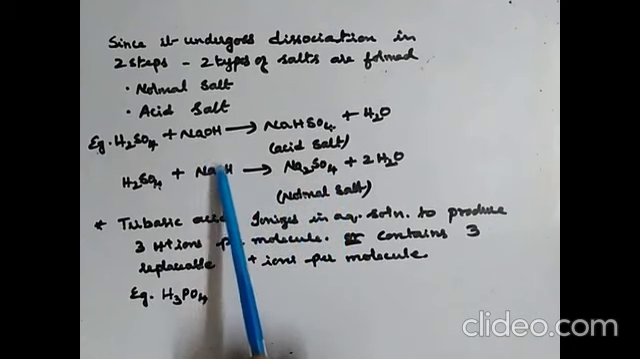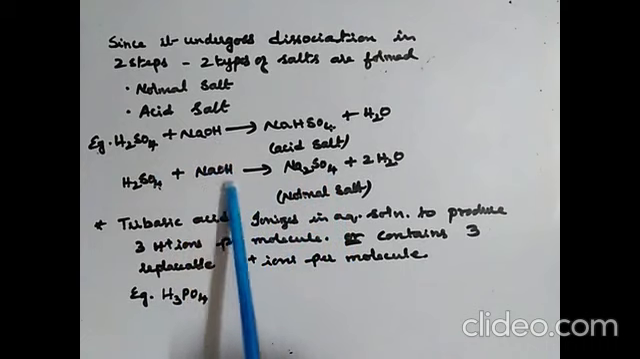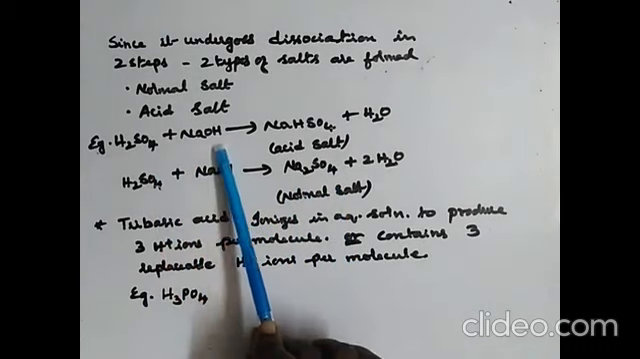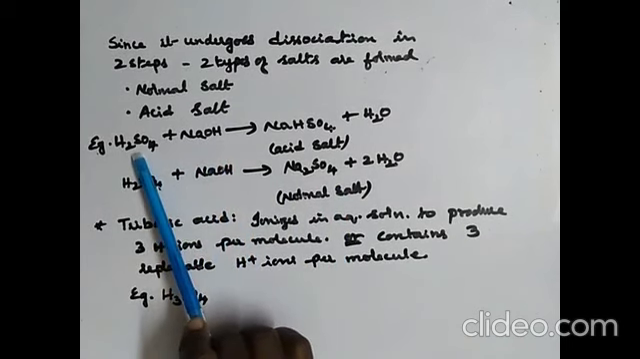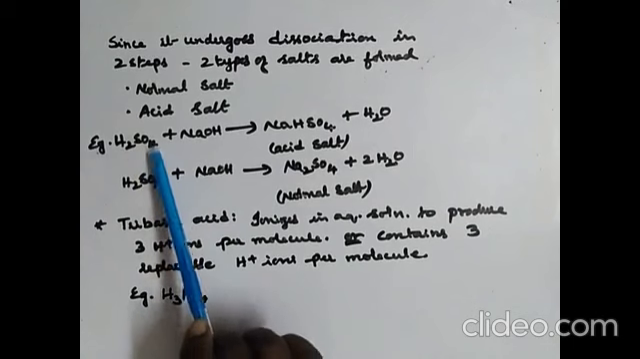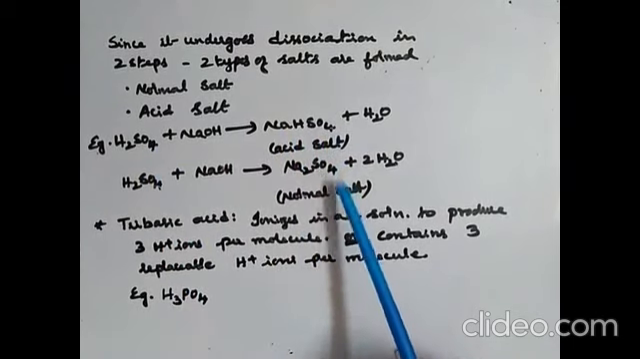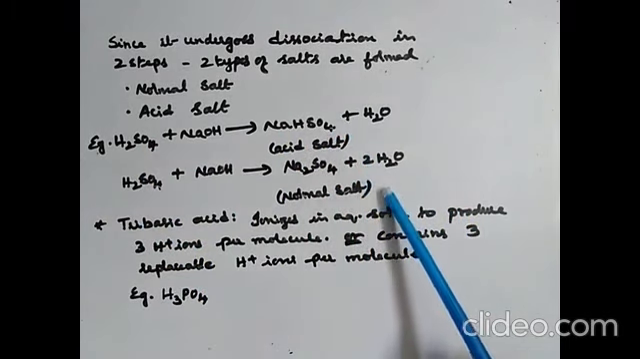So this depends on the availability of the base. If the base available is sufficient, then you get a normal salt to neutralize the whole of the acid. If the availability of sodium hydroxide is insufficient, then sulfuric acid does not get completely neutralized. So you get an acid salt being formed. So we get 2 types of salt formed with a dibasic acid, acid salt and normal salt.